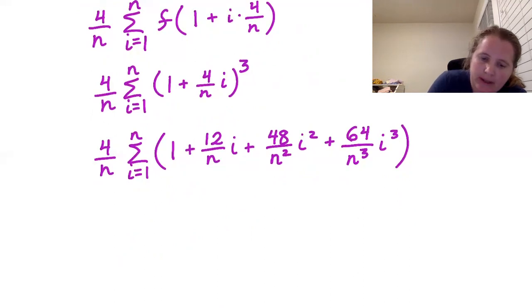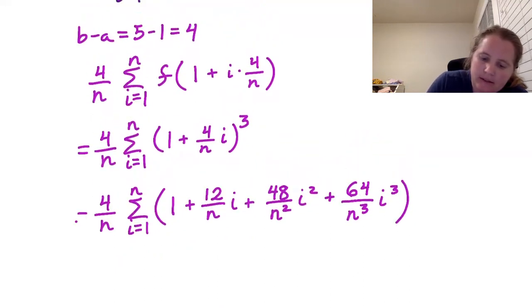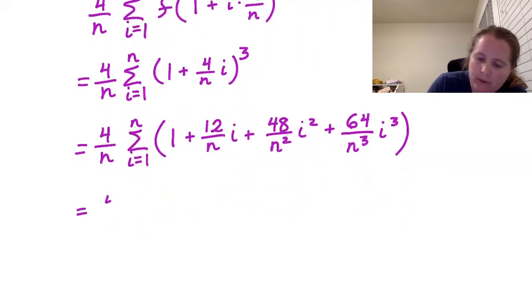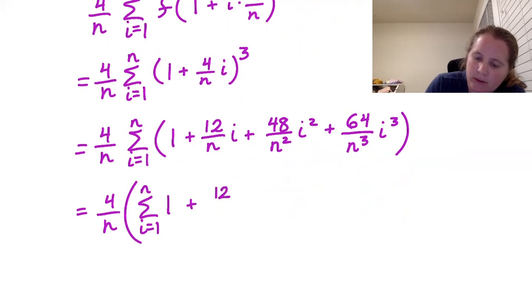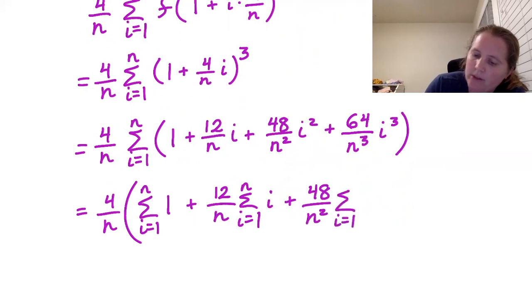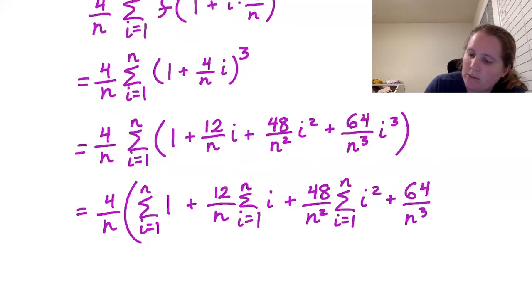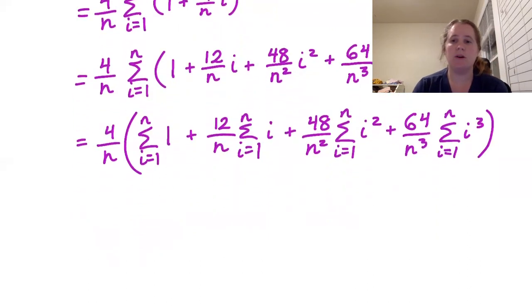So we are looking at 4 over n times, we have the summation from i equals 1 to n of 1, plus 12 over n times the summation from i equals 1 to n of i, plus 48 over n squared times the summation from i equals 1 to n of i squared, plus 64 over n cubed times the summation from i equals 1 to n of i cubed. Each of these summations is one we know.